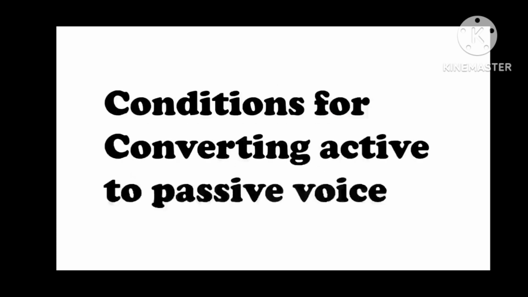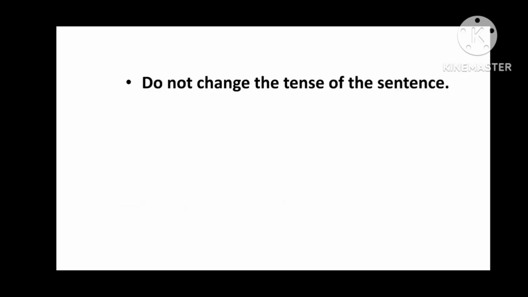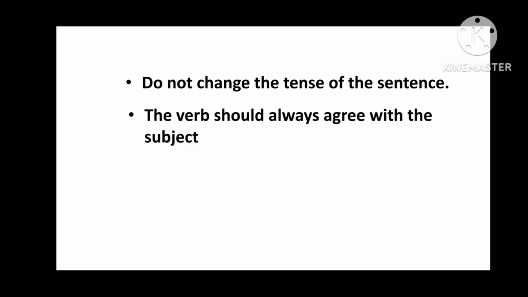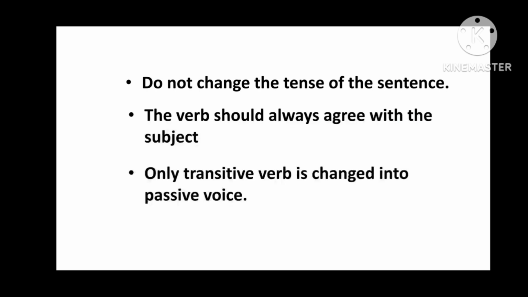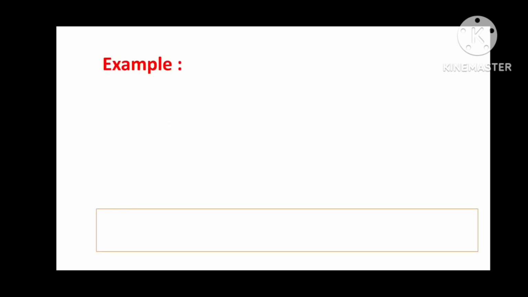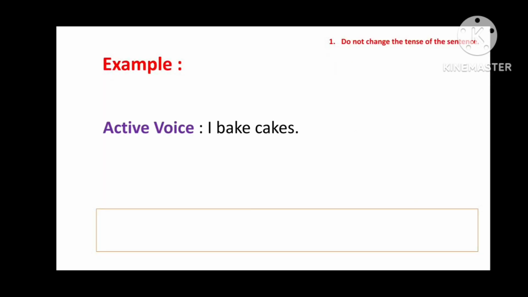Now, conditions for converting active to passive voice. What are the conditions? First, we do not change the tense of the sentence. Second, the verb should always agree with the subject. And third, only transitive verb is changed into passive voice. Let's understand these conditions one by one with the example. So first condition is do not change the tense of the sentence.